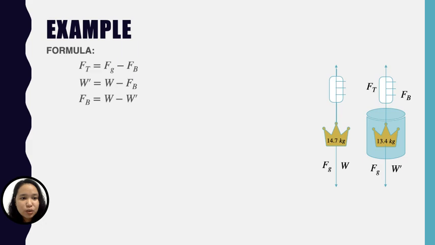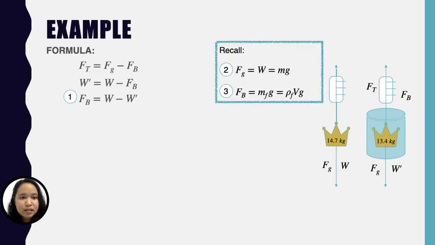Now let's rearrange the two weights. So the buoyant force FB is equal to W minus W prime. Let's label that as equation 1. Remember, your Fg, or force due to gravity, is your weight, and your weight is equal to mass times gravity. Let's label that as equation 2.